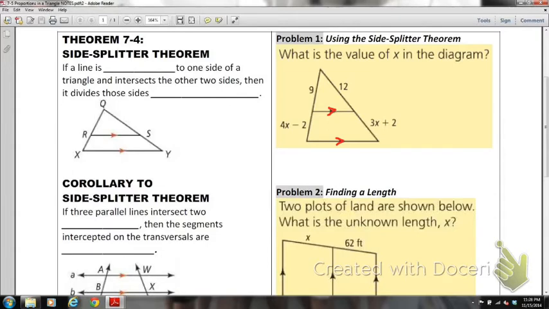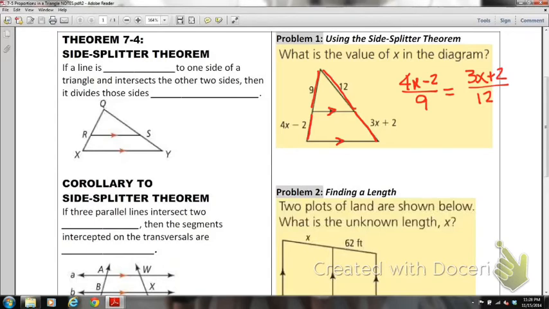So if we look at that theorem over on the left to see how to set that up, you're going to take the segment that's represented by the 4x minus 2 and put that over the segment that is length 9, and then over on the right side, the segment that's 3x plus 2, and put it over the segment that's length 12. So once you get your proportions set up, you cross multiply.